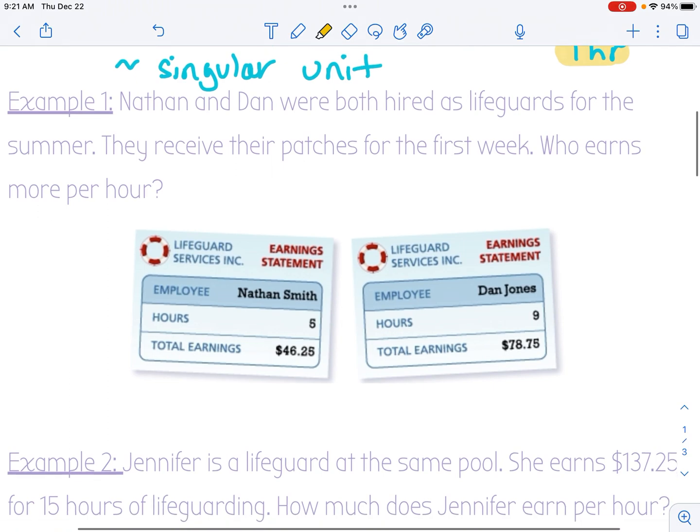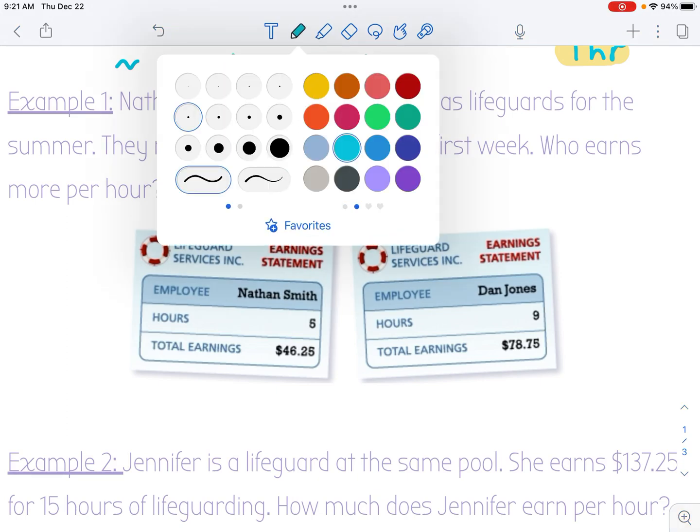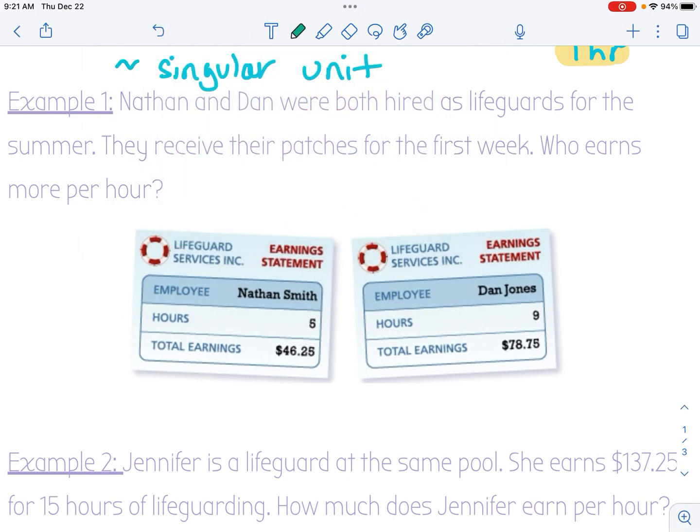Example 1. Nathan and Dan were both hired as lifeguards for the summer. They received their paychecks for the first week. Who earns more per hour? So remember, per hour means each hour. And just as a hint, if it's asking for per or each, we are going to be looking for the unit rate because that is looking for 1 hour.